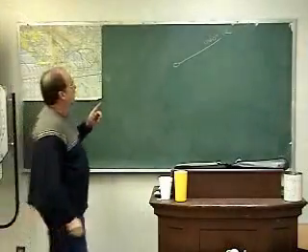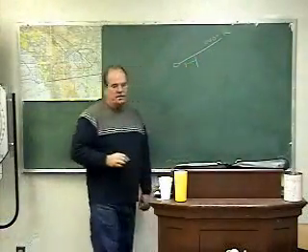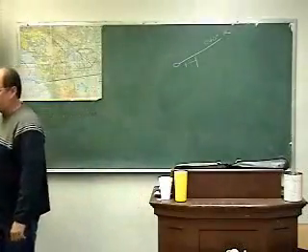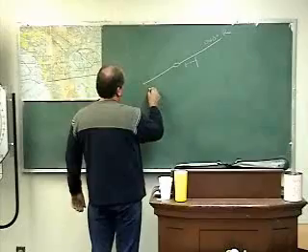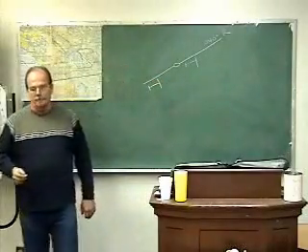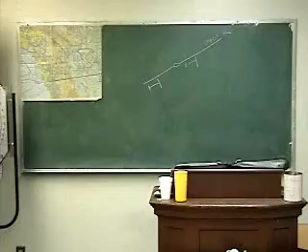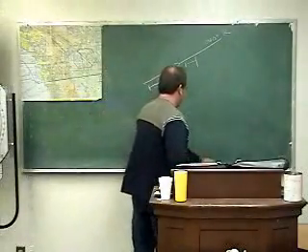If you are traveling away from a station, you are said to be traveling on a radial. Okay? If you are traveling a signal to a station, you're on a bearing. Okay? So away from a station, a radial; to a station, a bearing.